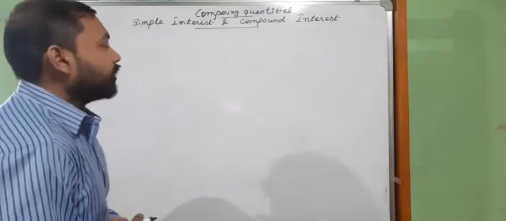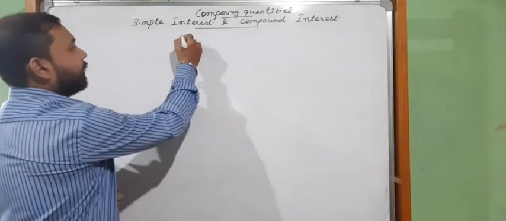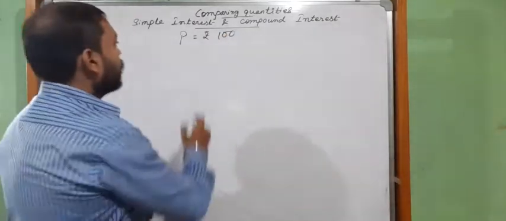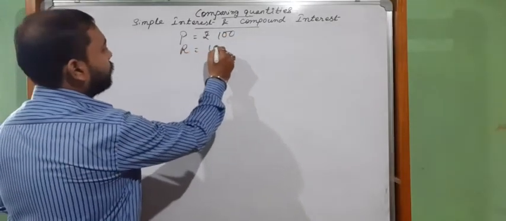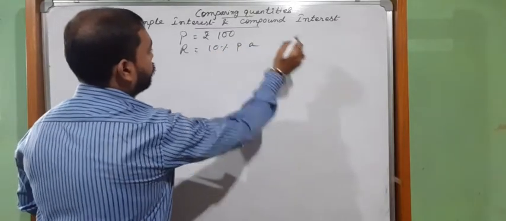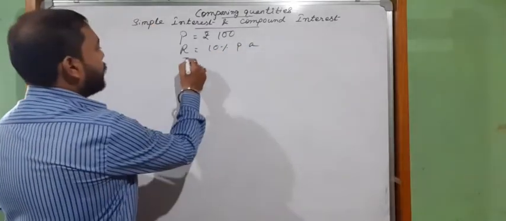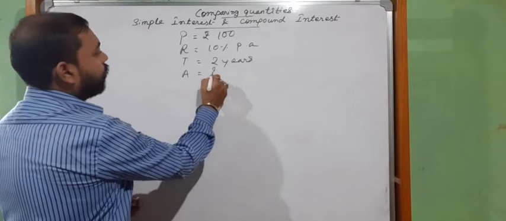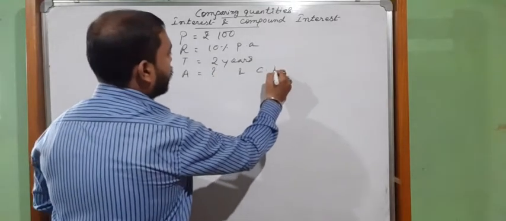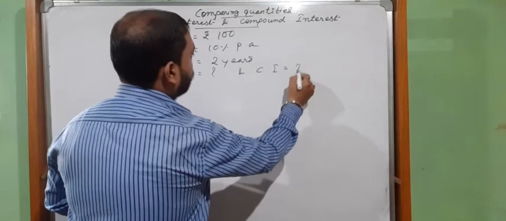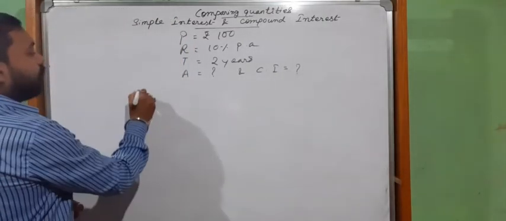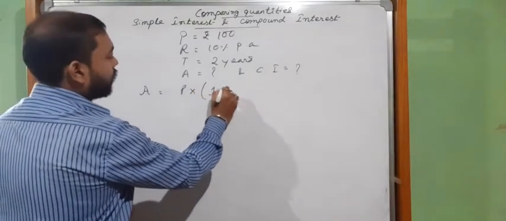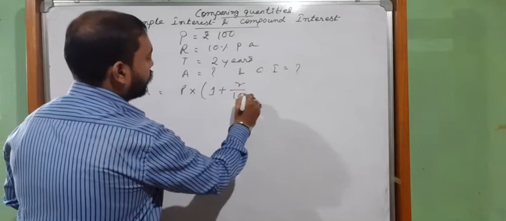Now let us take the same example where principal P is equal to rupees 100, rate of interest capital R is 10% per annum, and time is 2 years. We have to find out the amount and CI. So the formula for the amount A is equal to P into 1 plus R by 100 to the power n.